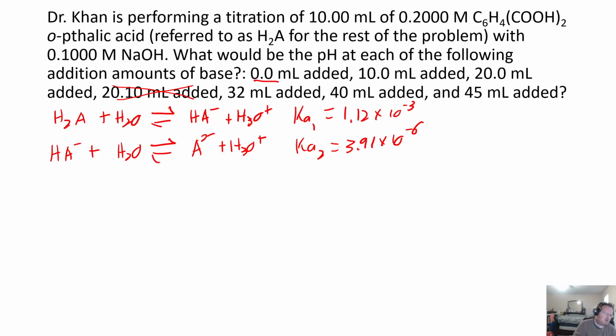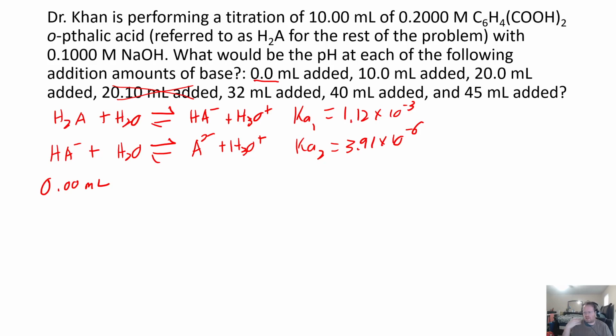So our first case we're going to look at is 0 milliliters added. In this case, you start with all H2A. And the idea, if you look at the Ka, is H2A is going to convert to HA minus, but not a whole lot of it. So if you're not making very much HA minus, and you were to plug it into Ka2, very little HA minus would make an extremely small amount of A2 minus. It's going to make a small enough amount that we're going to assume it's not going to contribute towards changing any of our values, and we're just going to worry about the top equilibrium.